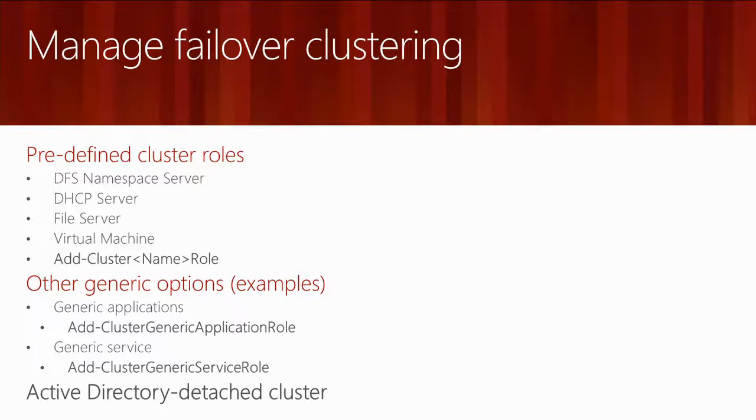And then the generic options. So thinking about you have a homegrown app, you've got a BAT file or a VB script or something else that's running, and you want to bring high availability to it. What do you do? There's the generic application and generic script, which is an option when you add the role to the cluster.